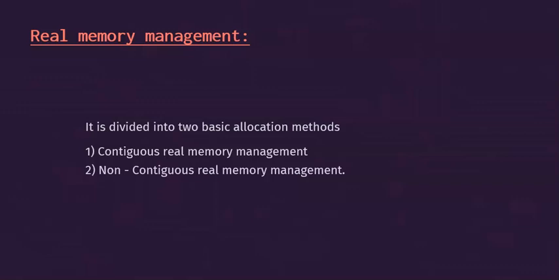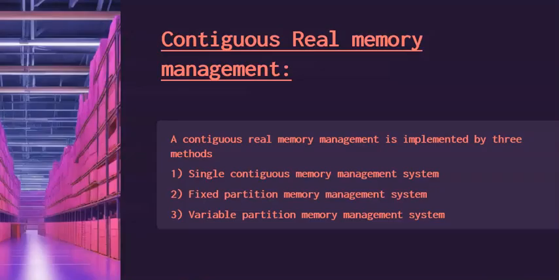Next is non-contiguous real memory management. It is vice versa, the opposite of contiguous memory management. In contiguous, we need continuous spaces. But in non-contiguous, it is not necessary to have continuous spaces. A process can be allocated in one position and in another position. Wherever there are free spaces, it can be allocated. That is called non-contiguous real memory management.